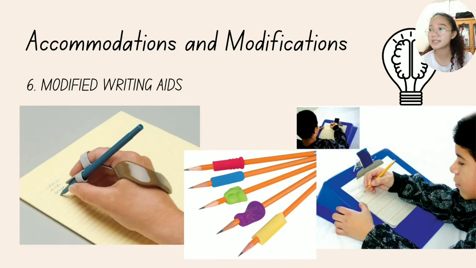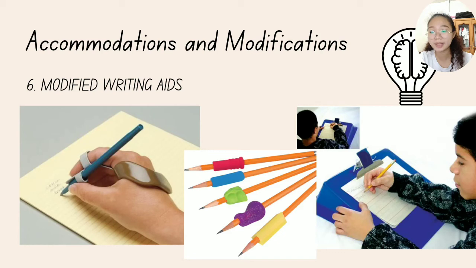Number 6 is modified writing aids. A child with a disability in their upper limb may benefit from writing aids. Writing aids include writing boards, special paper, pencil grips, and special pencil holders. Children with coordination problems may also benefit from a weighted vest. As a teacher, you can help by emphasizing learning the concept and giving the child a little extra time to write, since students with orthopedic impairment may have difficulties in writing.